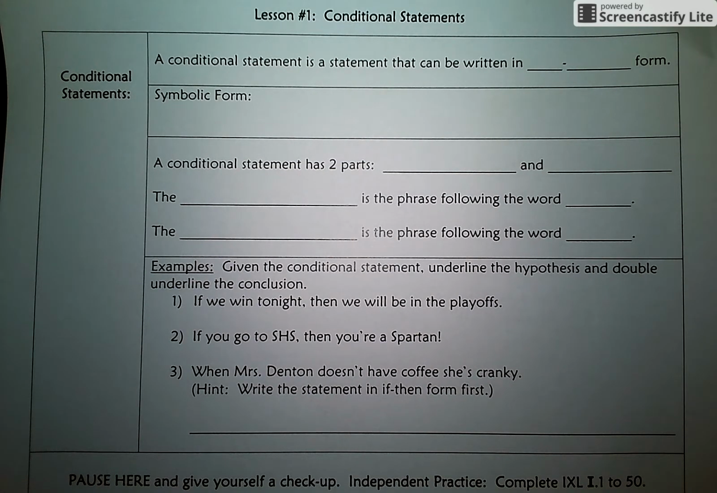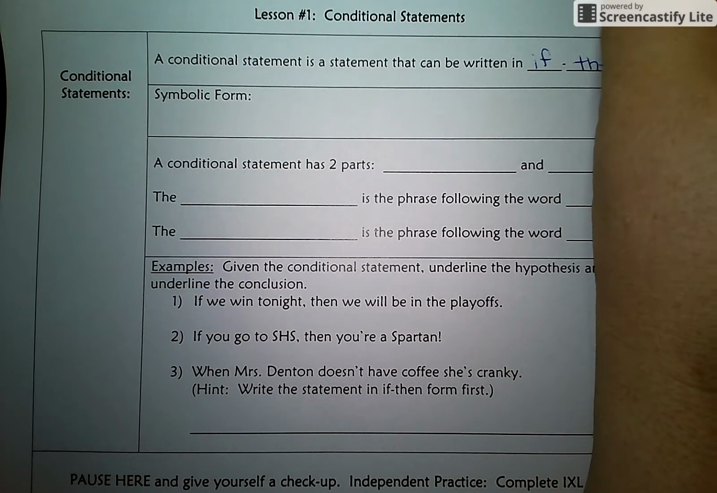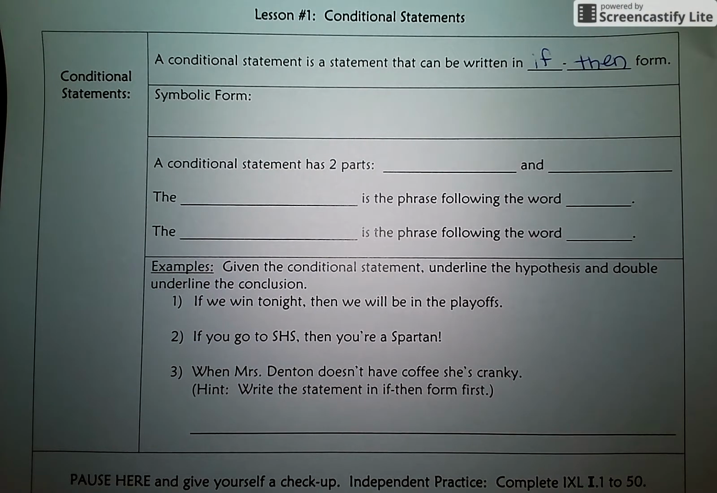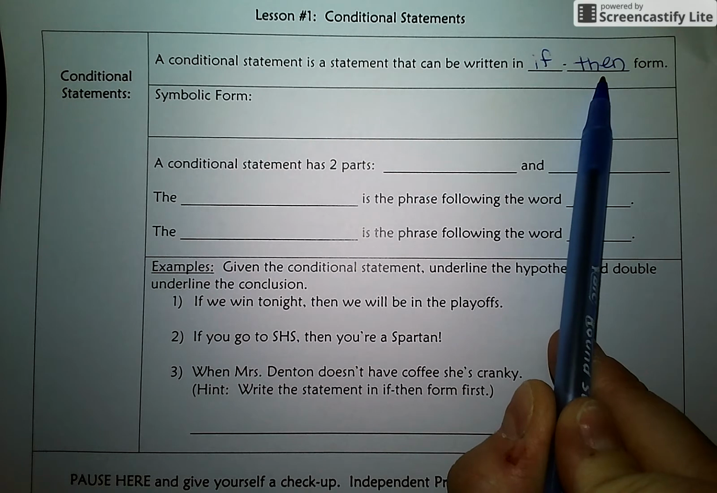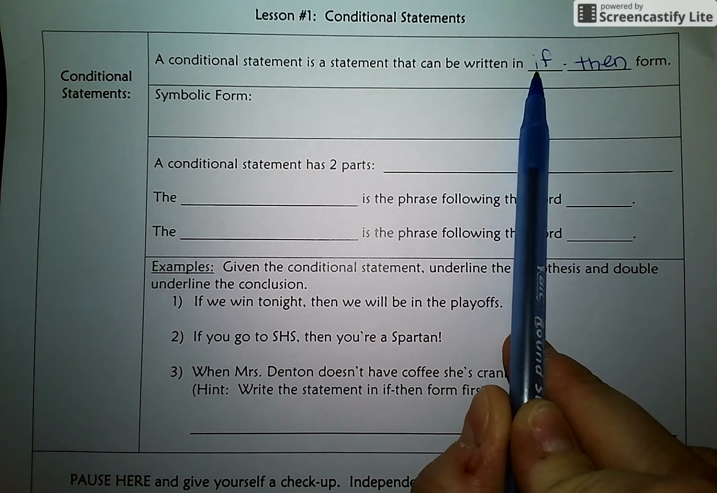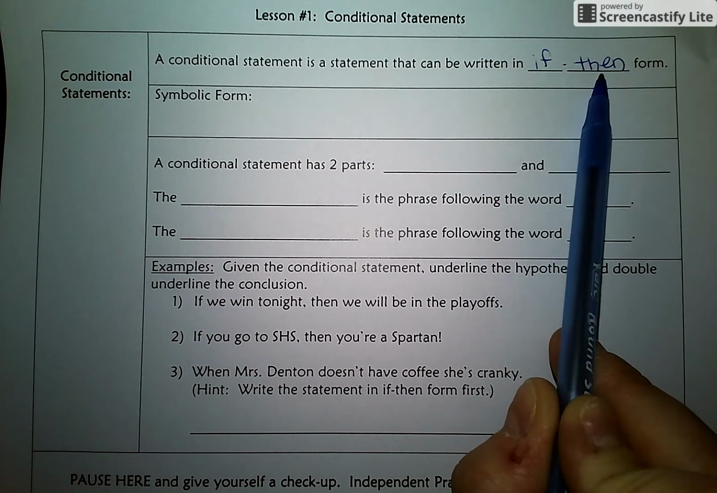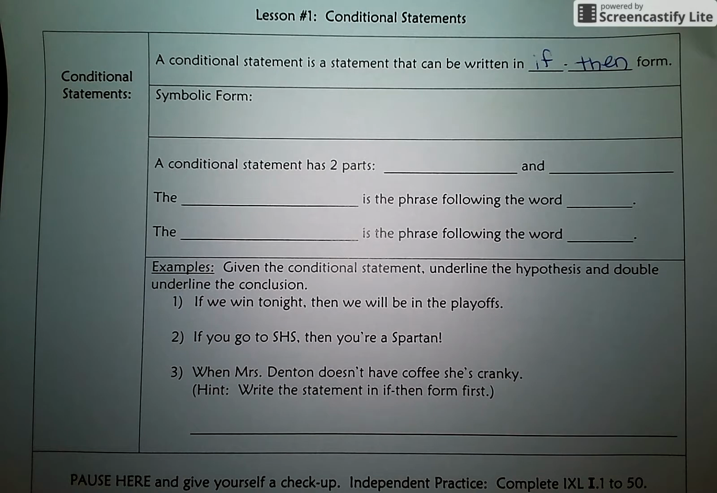A conditional statement is a statement that can be written in if-then form. Here's a couple examples. If I clean my room, then I can go to the movies. Another one. If we win the game tonight, then we'll make it to playoffs. A conditional statement is any statement that you can write in the form of if something, then something.